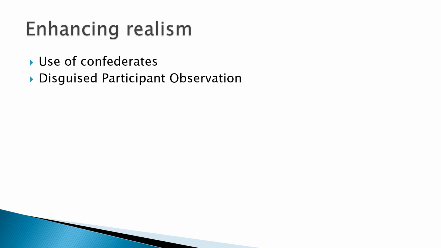Once again, disguised participant observation is where the experimenter is embedded within a group of people and is posing as a fellow participant.